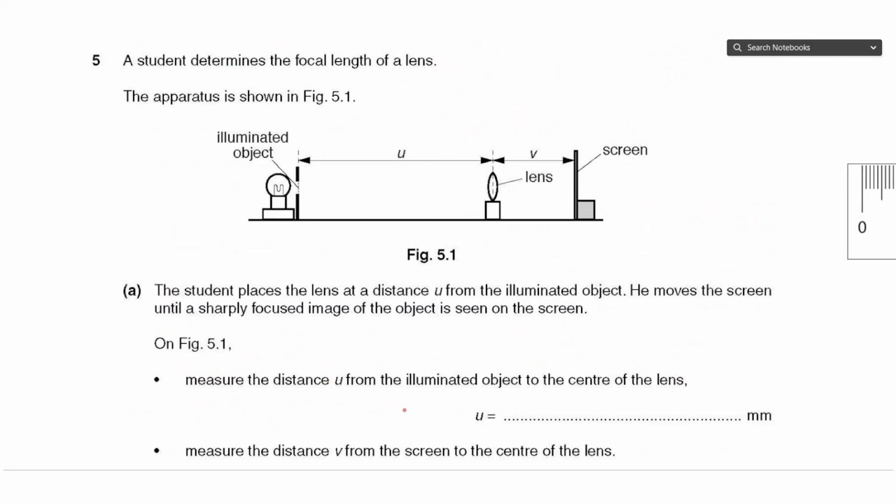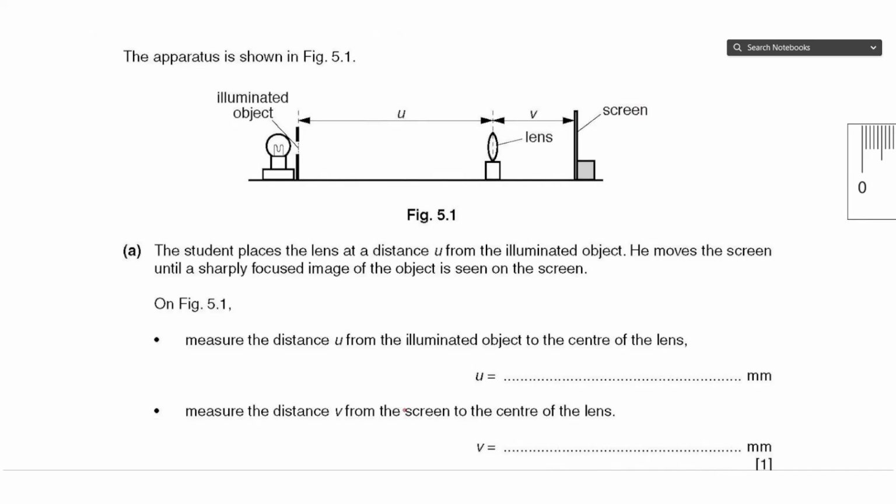Question 5 says a student determines the focal length of a lens. The apparatus is shown in figure 5.1. The student places the lens at a distance u from the illuminated object. He moves the screen until a sharply focused image of the object is seen on the screen. On figure 5.1, measure the distance u from the illuminated object to the center of the lens, and also measure the distance v from the screen to the center of the lens.